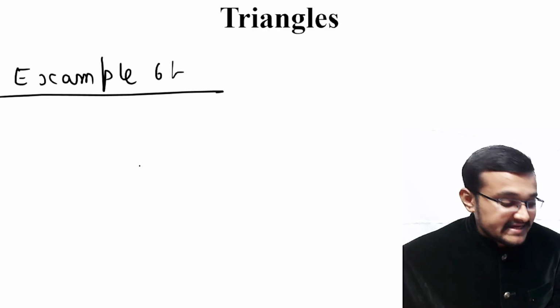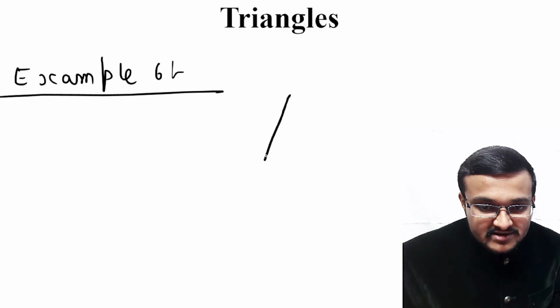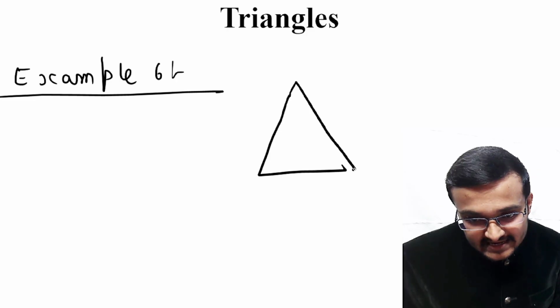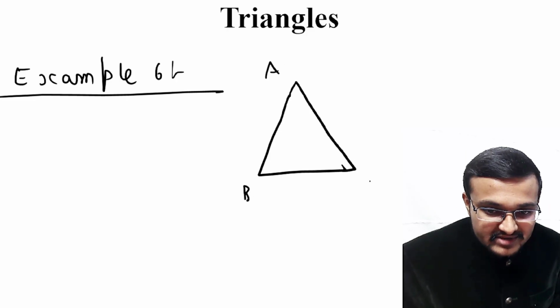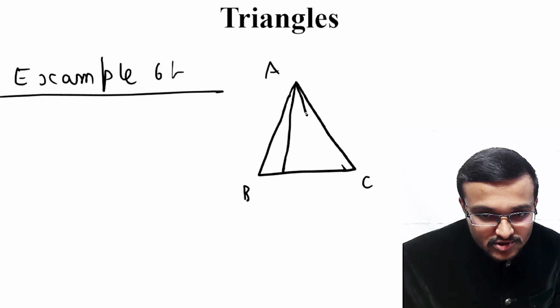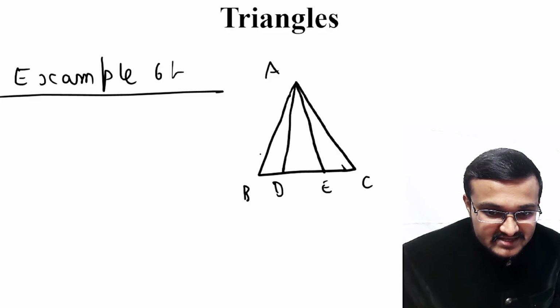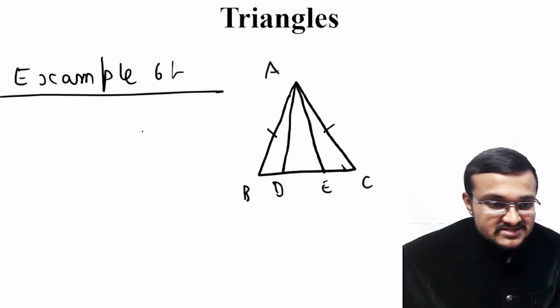Now we will look into example 6. In example 6 also you have one particular diagram, so let's draw that particular diagram over here. Here you have one triangle ABC, and you have two lines coming from the angle A like this onto BC. This point is D and this point is E, and the data which they have given is AB is equal to AC. So here ABC is an isosceles triangle.